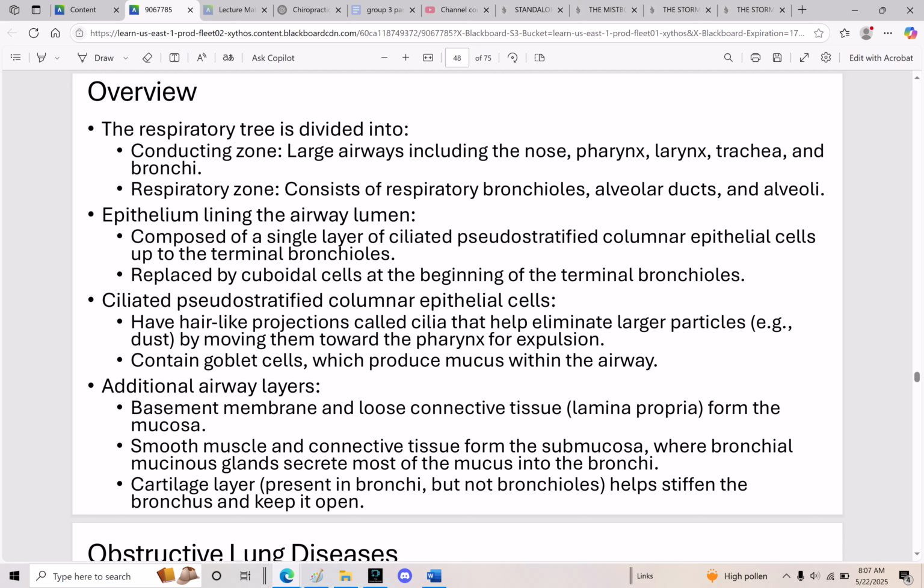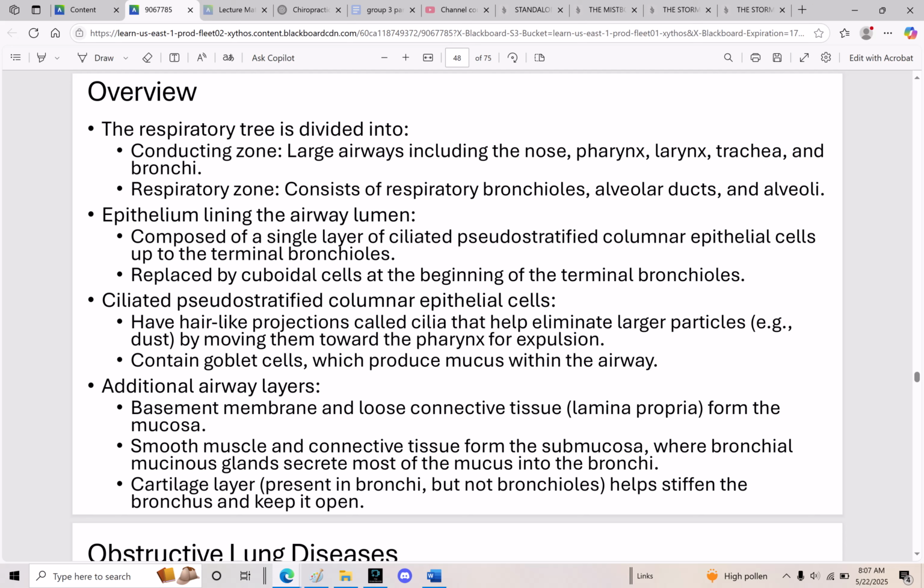And that's going to be known as the respiratory zone, where you have the respiratory bronchioles, the tiny bronchioles, and then alveolar duct and alveoli, okay? These are basically the areas that are involved in the process of gas exchange, and that's why we call it the respiratory zone, okay?